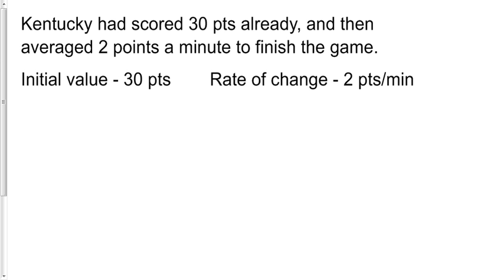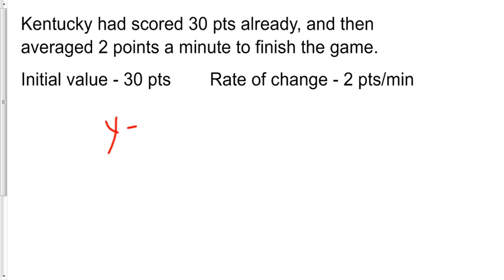So I'm watching the Final Four tonight. Let's just say Kentucky had scored 30 points already, and then they averaged 2 points a minute to finish the game. So my initial value is 30 points. My rate of change is 2 points per minute. Let's see if we can find an equation here.